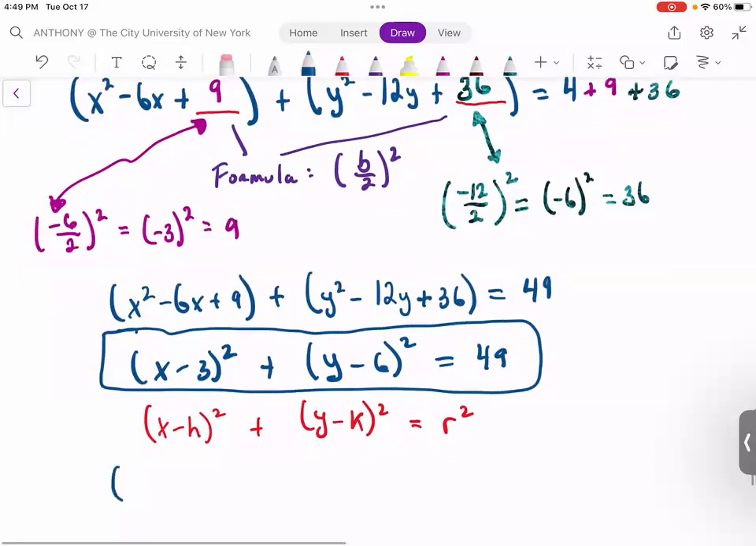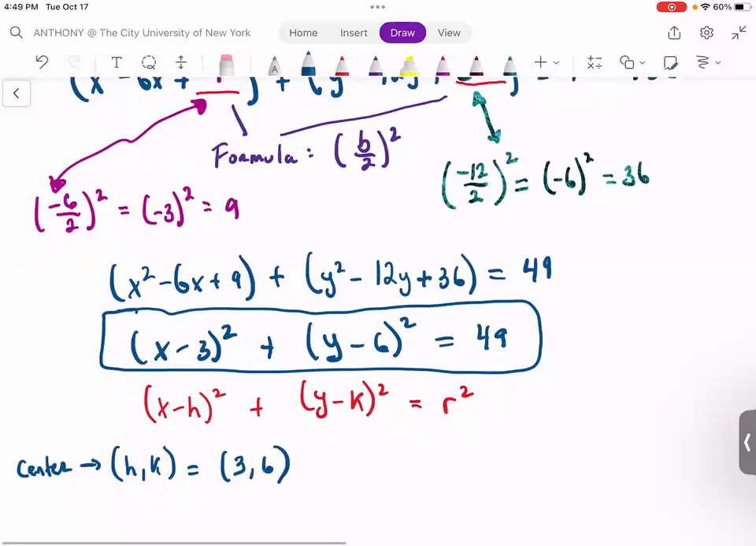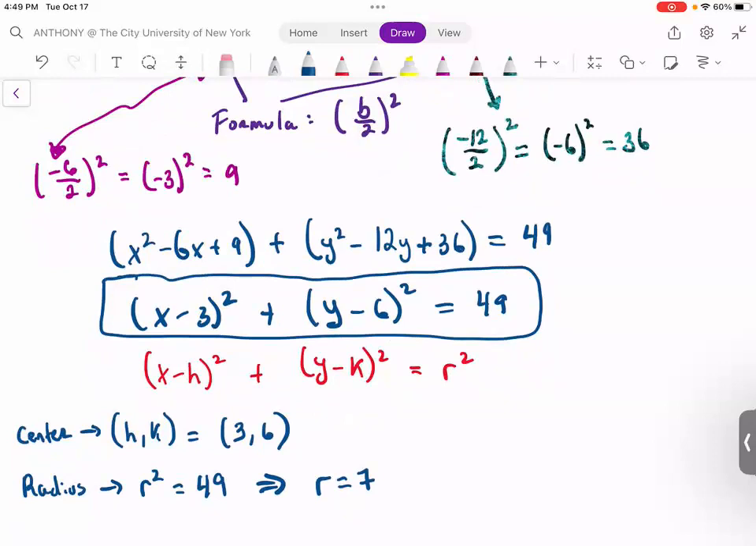So what is my center point? Would anybody like to tell me what my center is? Yeah, 3, 6. Right, so your center is 3, 6. And my radius is 7. How did I get that? Well, r squared is equal to 49. So this implies that r must be equal to 7 by taking the square root on both sides. So the second part of the problem is done. We got the center, we got our radius. The only thing left is to make a quick sketch.